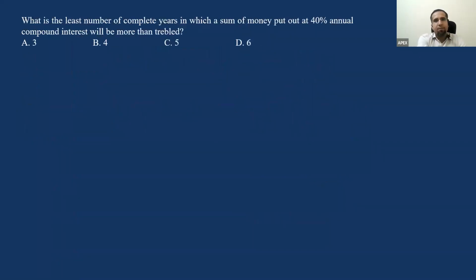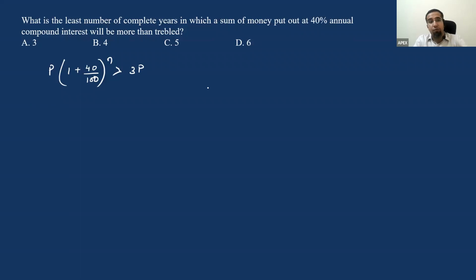Okay, guys? Now, what is the least number of years in which a sum of money put out at 40% annually, compound interest will be more than tripled? Now, there are multiple ways to do this question, guys. A sum of money will be more than tripled. If you want to use the calculator in the examination, then P into (1 plus 40 by 100) whole to the power n should be greater than 3P.